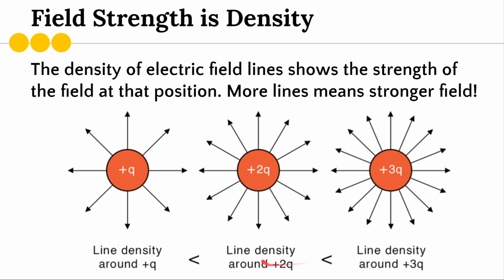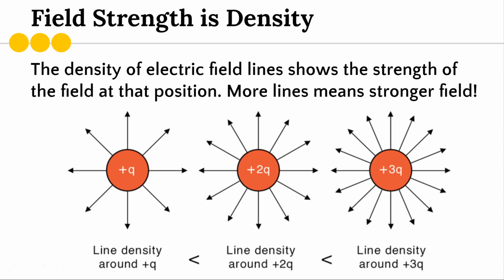So if you look here, all of these charges are positive. All of them have arrows pointing away. However, they have different numbers of them. And so even if they weren't labeled, and mine are, it says plus, +2, and +3, even if they weren't labeled, I could tell that this one all the way to the right is definitely a stronger charge than the one on the left because we have more field lines.